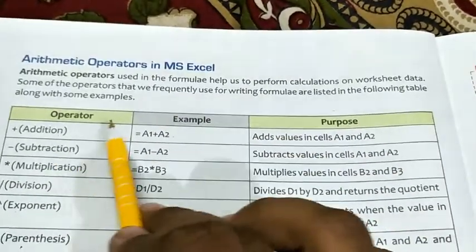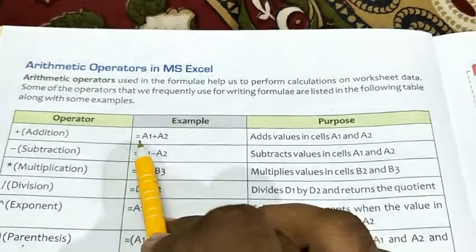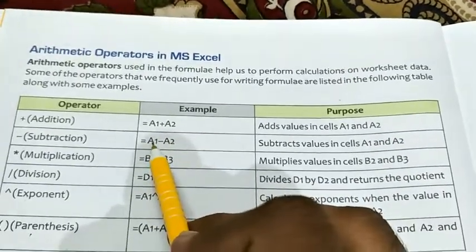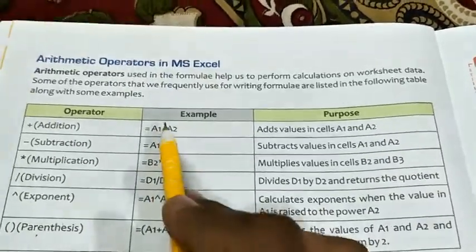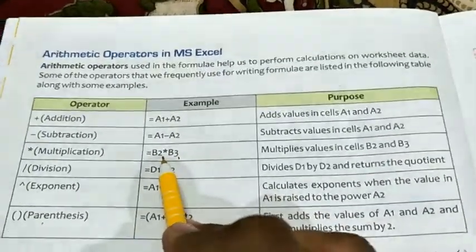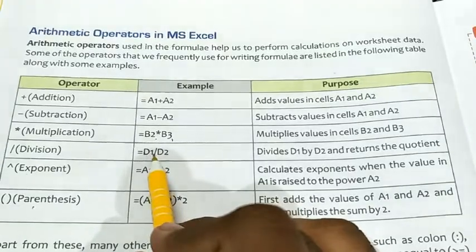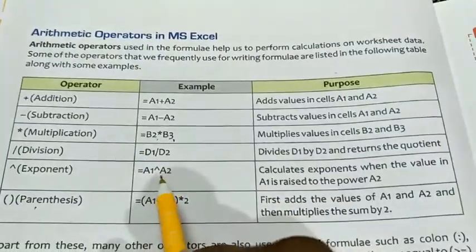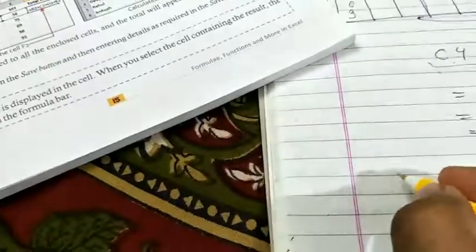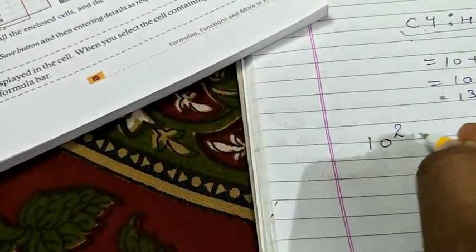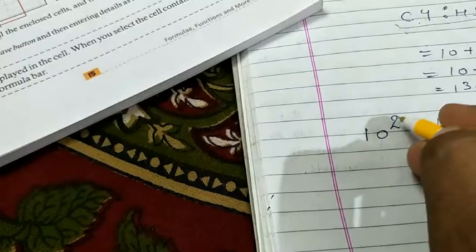You will write for addition in this way, A1 plus A2. For subtraction, A1 minus A2. For multiplication, B2 into B3. These symbols you will use for this type of operation. For division, this symbol you will use. For finding the exponent, if you want to find the value of 10 to the power 2, the result is 100. So this one you will write with the help of this operator.